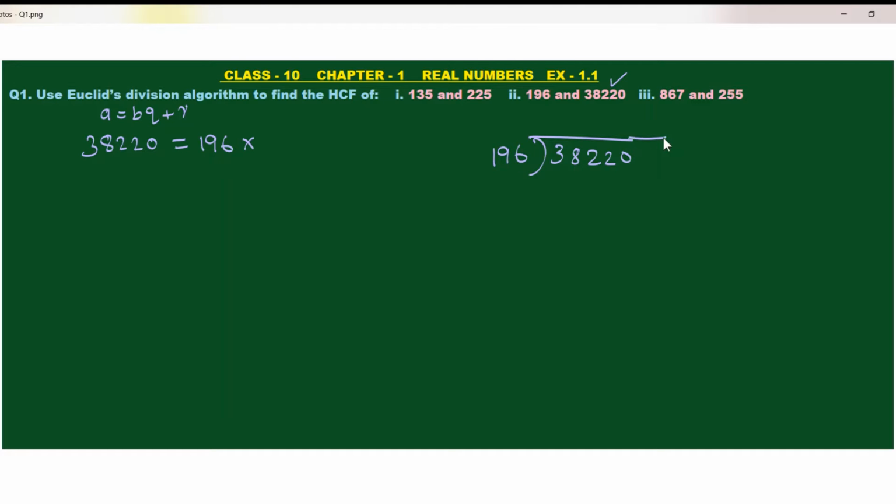The divisor 196 has 3 digits, so we also have to take 3 digits, isn't it? Now we have to check which multiple of 196 is less than or equal to 382. We can go with 1 time. If we go with 2 times, that will be more than 382. So we'll go with 1. So 1 into 196 is 196 only. After subtraction we get 12 minus 6, 6; 17 minus 9, 8; and then 2. Next we'll drop down the next number 2.